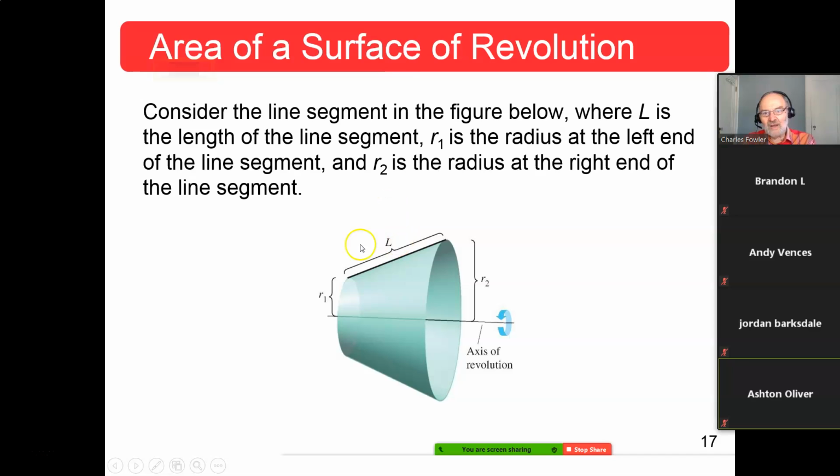Okay, R1 is the little radius at the left hand end, and R2 is the big radius at the right hand end of that segment, because L is an increasing function here. You're revolving around this axis of revolution, wherever that happens to be, and this gives you not a cone, but the frustum of a cone, meaning it's truncated at this end. This would be fine as the base, but you've left off the top part of the cone. So this is the frustum of a cone.